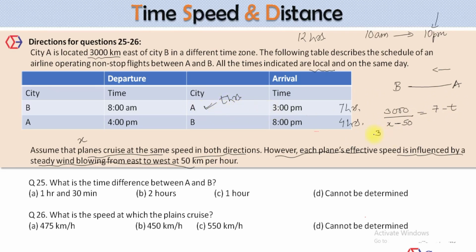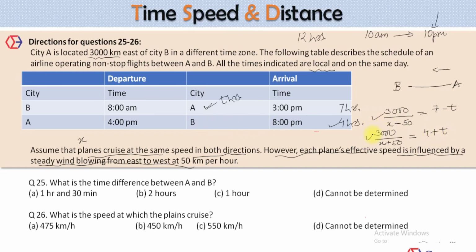Similarly, the second equation would be what? 3000. Now you're moving from A to B, that means east to west. Wind will support you, so effective speed will become x plus 50. This must be equal to how much? The time taken here is 4 hours, but the actual time would be 4 plus T, because when you reach B, it will show you 8 p.m. And I know that B is T hours behind city A. So the effective time taken will become 4 plus T.